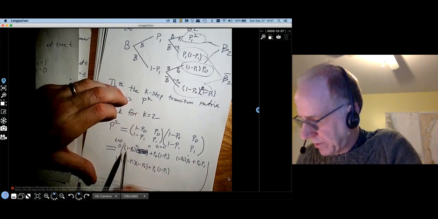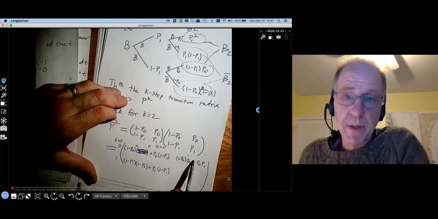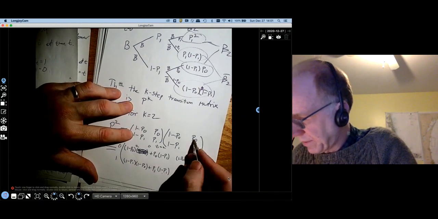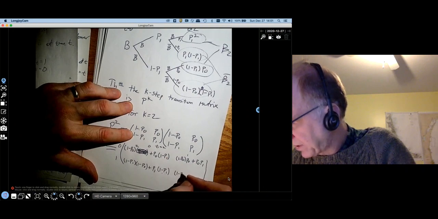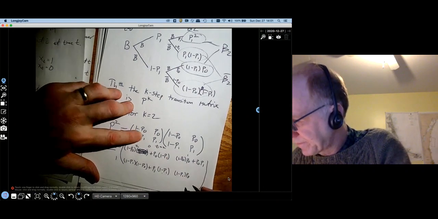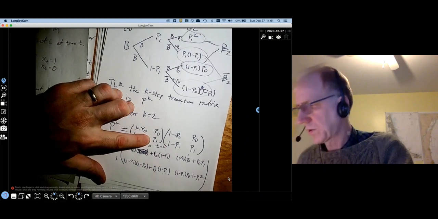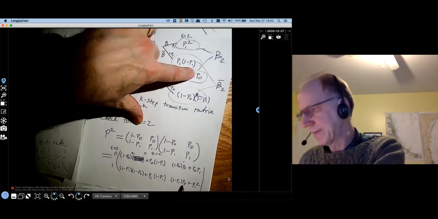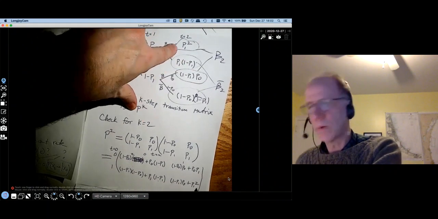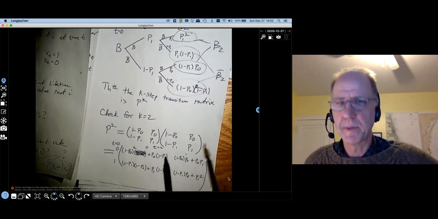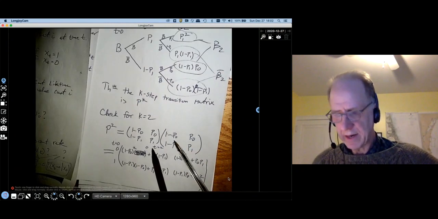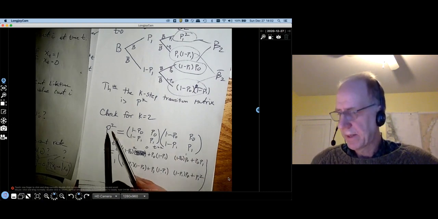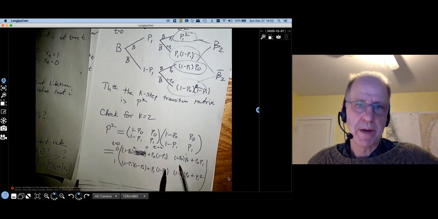Let's do the other cell here. I start out as a buyer. What's the probability 2 periods from now I end up as a buyer? This will be this number times this number: 1 minus p1 times p naught plus p1 squared. Let's check this out. We have 1 minus p1 times p naught, and then p1 squared. So my point is simply this: I can find out where a customer is going to be k periods from now by computing a matrix product.